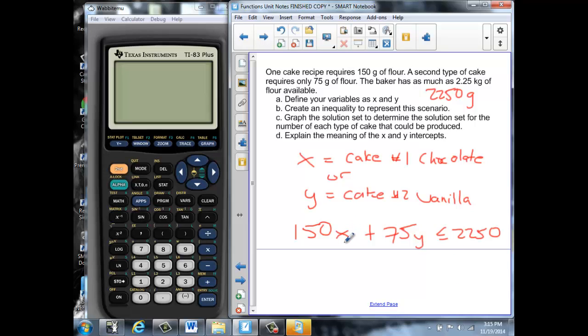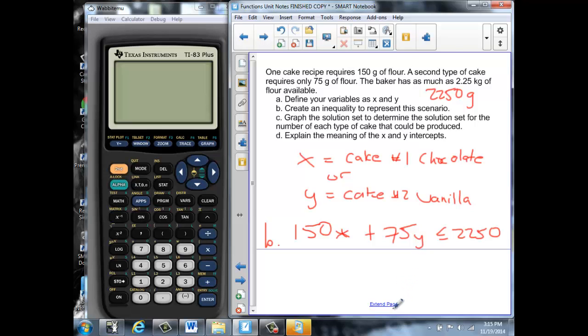You can make some chocolate cakes. 1, 2, 3, 4, 5. You can make a whole bunch of chocolate cakes if you want. But each chocolate cake you make takes 150 grams of flour. Over here for y, you can make some vanilla cakes. But each vanilla cake you make requires 75 grams of flour. By the way, could you make some of each? You could make some of each. Could you make 17 of one and 47 of the other? Probably not. Why? You're going to run out of flour. Does that make sense?